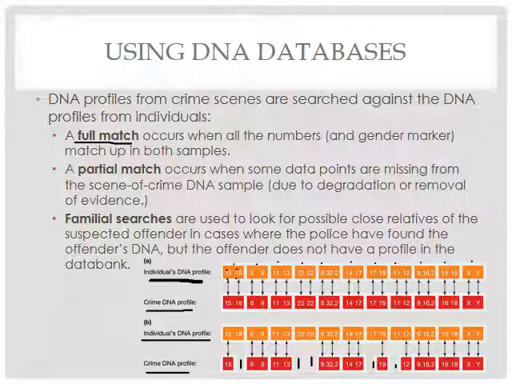So a partial match occurs when some data points are missing from the crime scene. So you can see it's not that this is a different number to the individual in the data bank, it's that this sequence of DNA is missing altogether. And that could have happened because it may have been degraded or it might have been removed from the crime scene somehow. So you've got a partial match, which I suppose in the court of law is not as strong as a full match, but it's still pretty strong evidence that it is the same person.